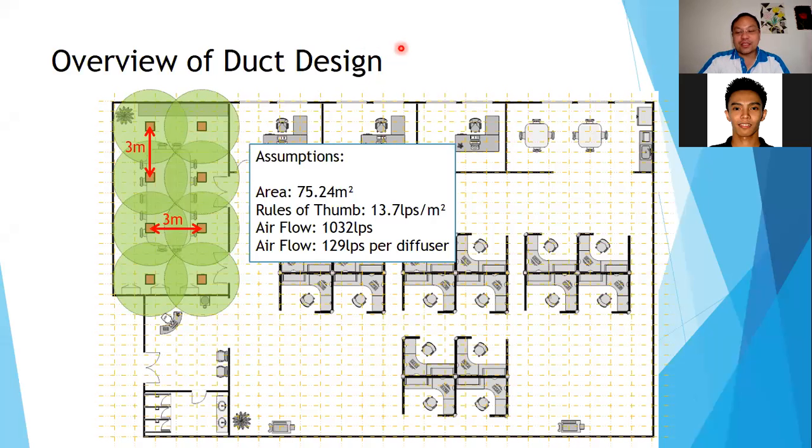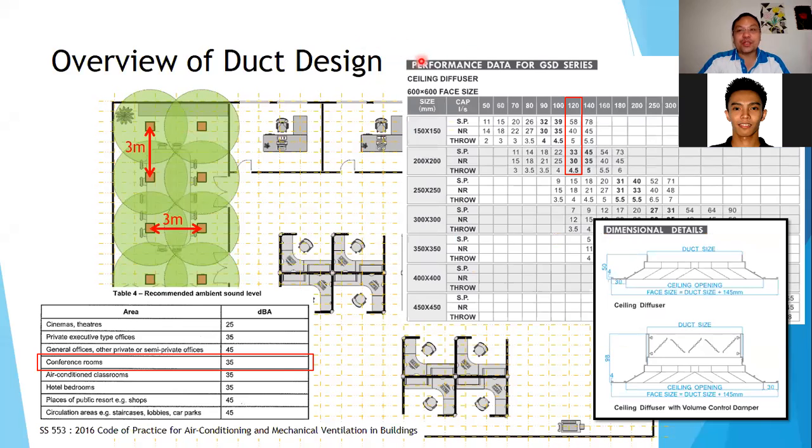All right. Here, we're back to here. So earlier we said the conference room has a 35 decibel limit, which means the sound level cannot reach more than 35. So to select a diffuser or terminal unit that's less than this, remember our flow rate is 129 liters per second for each diffuser.